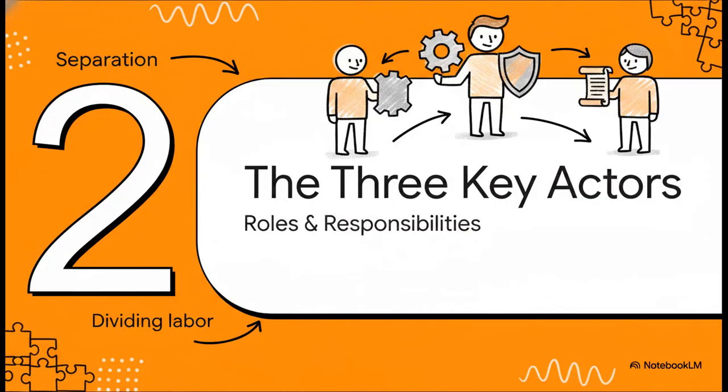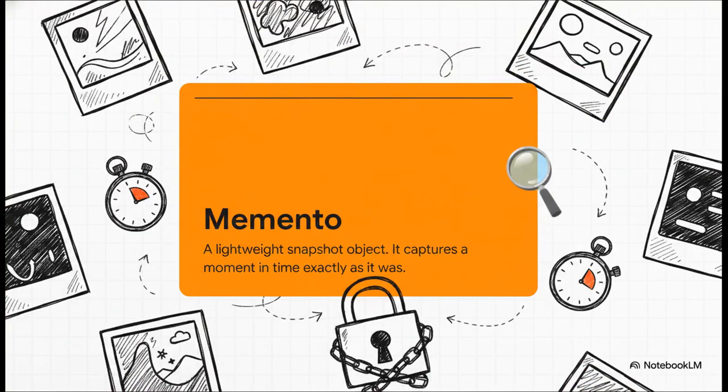Moving right along to Section 2, the three key actors. To really wrap your head around how this works, think of a memento as a photograph. It captures a moment in time exactly as it was without needing to understand the scene itself. I mean, you don't ask a photograph to explain what's inside it, do you? You just look at it. The snapshot is completely opaque to the outside world, and that brilliantly illustrates the absolute ultimate form of encapsulation.